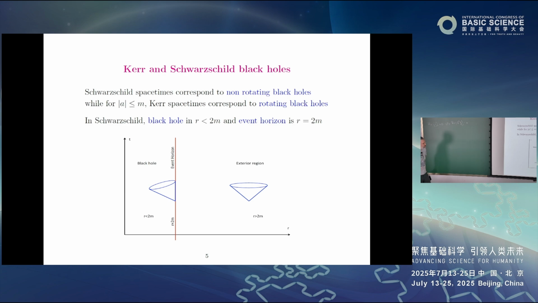So for those who are not used to it, let me explain in one slide what a black hole is in the case of Schwarzschild. Again, let me recall that Schwarzschild spacetime corresponds to non-rotating black holes, while Kerr corresponds to the general case of rotating black holes. And here you have to ask for the physical restriction that the absolute value of a should be less than or equal to the mass. If this restriction is not satisfied, then there is no black hole anymore, and you get a naked singularity, which is considered unphysical.